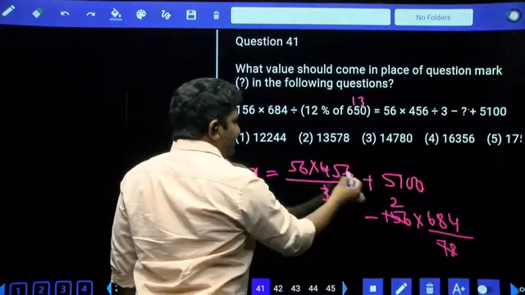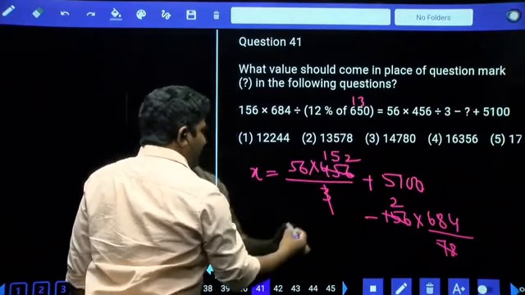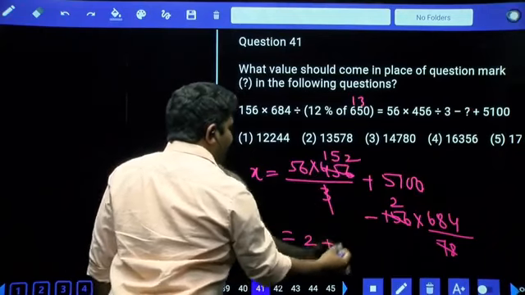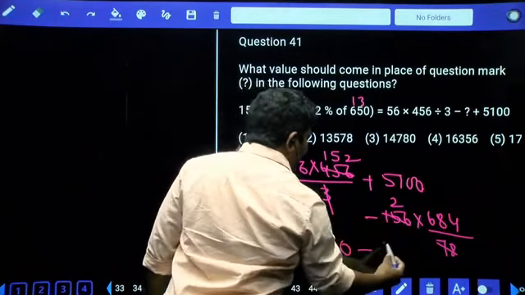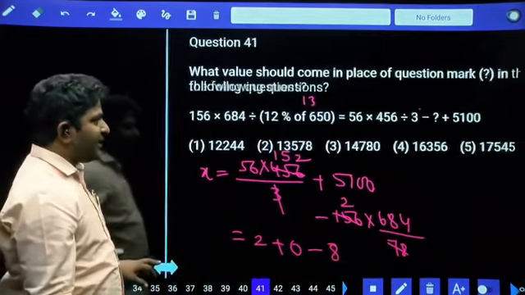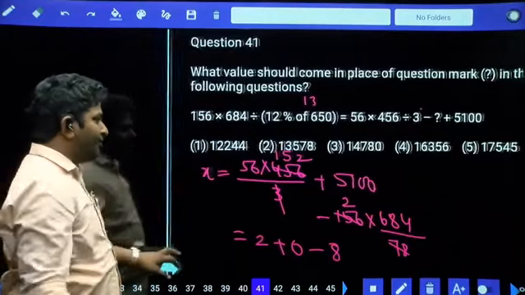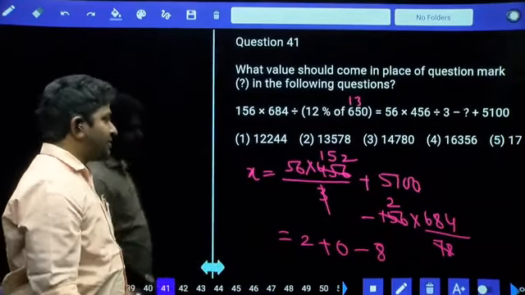So now let me simplify this. 6 into 2 ends with 2 plus 0, here it is, minus 2 into 4, 8. 2 minus 8 in the sense answer must end with 4 and there is only one option. 12244 will be our final answer. Next, 42.